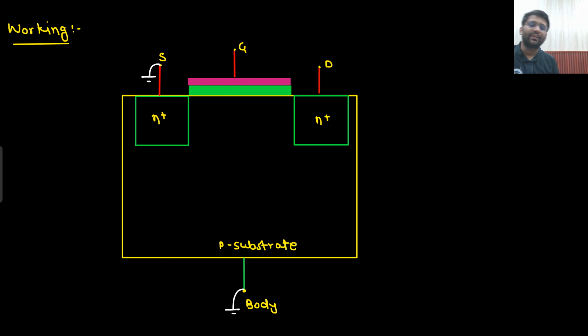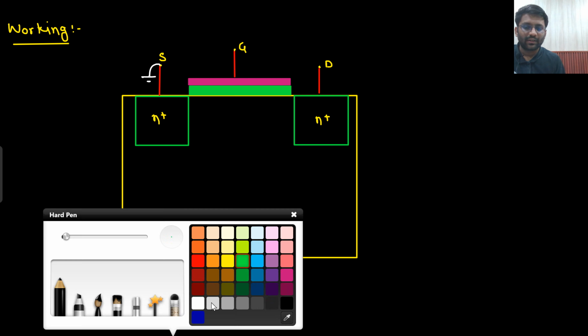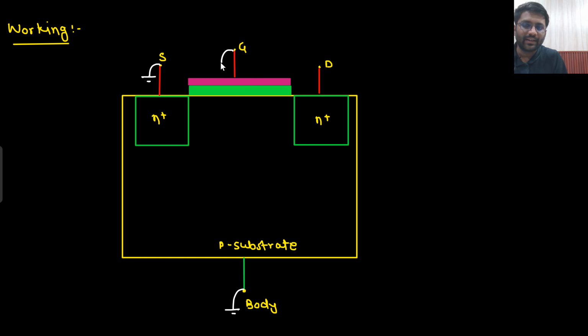Let's try understanding the working. First let's see the equilibrium. I told you source and body will always be at 0. As of now, we are keeping gate at 0 as well and drain at 0 as well. Everything is at 0. That means this is the equilibrium. Now I am going to draw source, channel and drain, the energy band diagram.